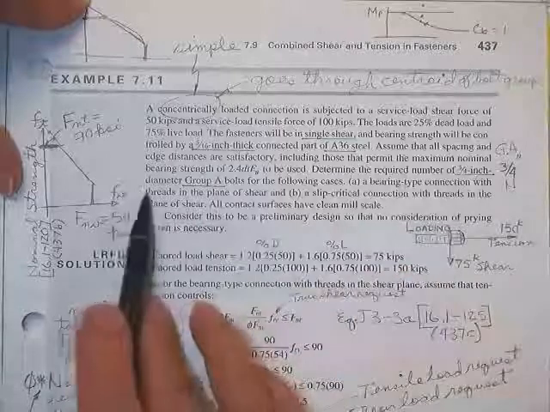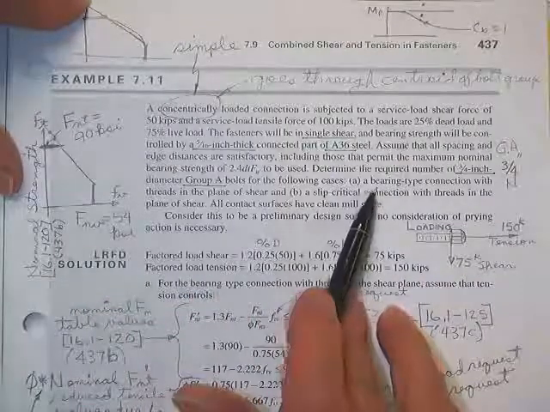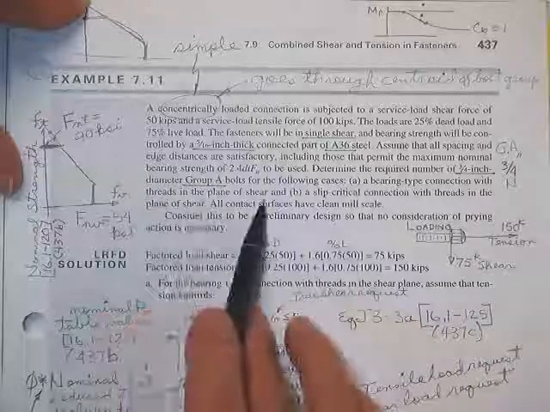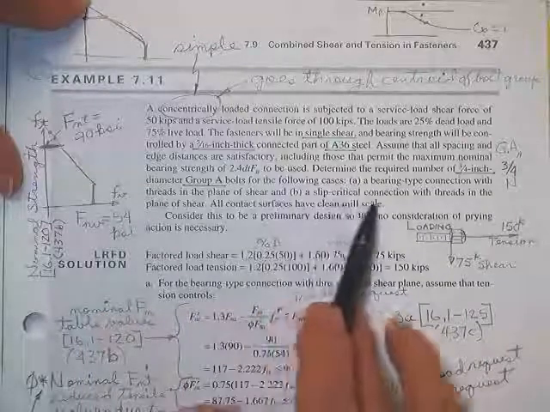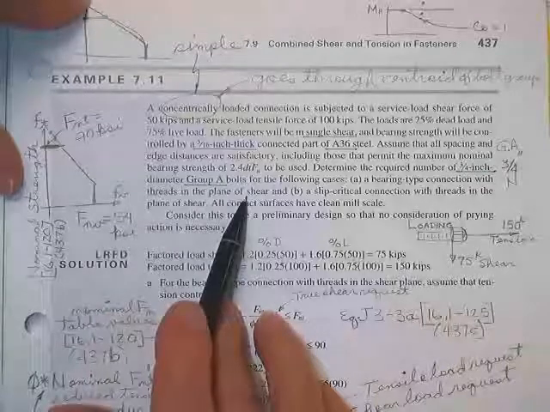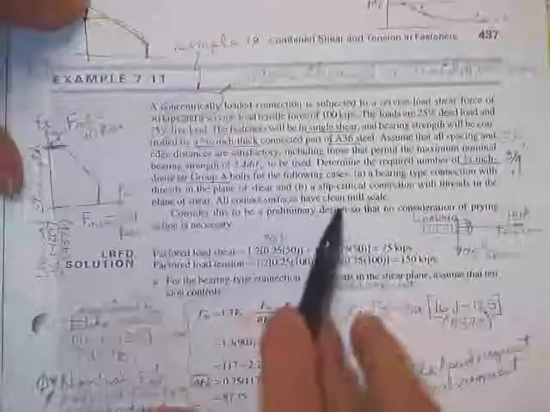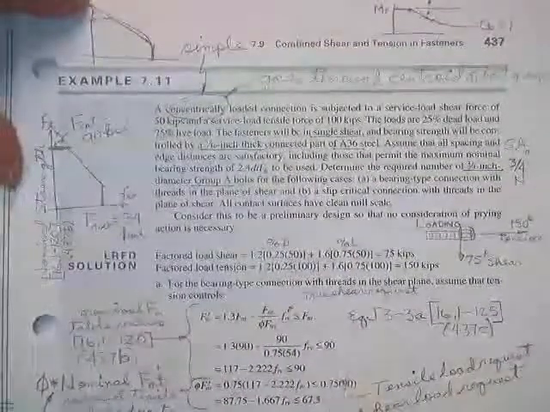Determine the required number of 3/4-inch Group A bolts for the following cases. Bearing type connection, I know how to do that, with threads in the plane of shear, no problem. Slip critical connection with the threads in the plane of shear as before. Yep. In the plane of shear, yeah. All contact surfaces clean, mill scale. Means coefficient of friction 0.3. It says consider this a preliminary design, so you don't have to include the prying action.